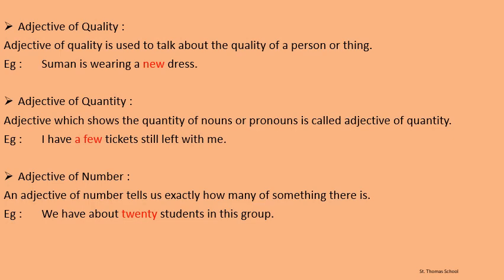Now let me explain these kinds of adjectives in a little bit of detail. So first one, adjective of quality. Adjective of quality is used to talk about the quality of a person or thing. So mainly when we use the adjective of quality, it gives us more information about the type or quality of the person or the thing about whom we are talking in the sentence.